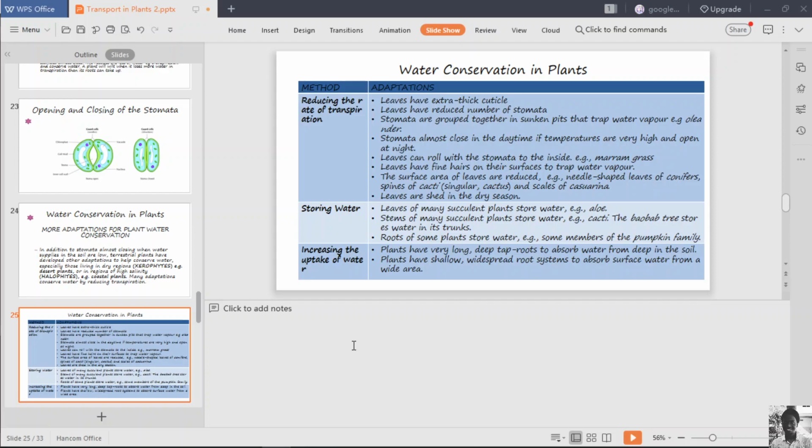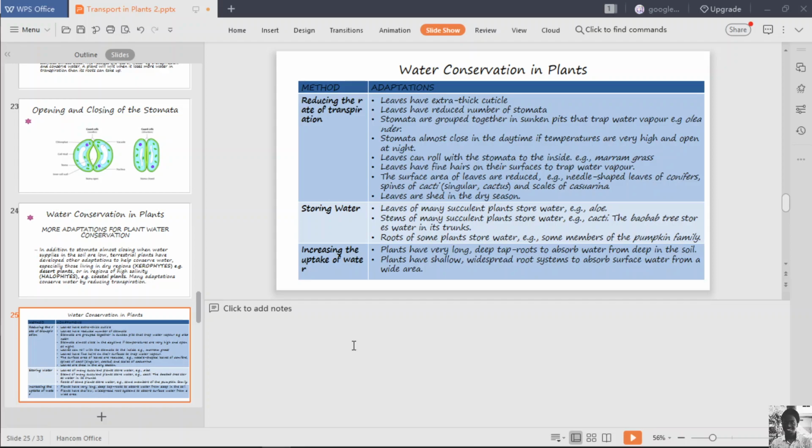But apart from reducing the rate of transpiration, plants could also store water, like succulent plants. Succulent plants could either store water in the leaves, like in the case of aloes, or in the stem, as in the case of cactus or cacti. The baobab tree also stores water in its trunk, and it can store a huge amount of water in its trunk. Okay, the roots of some plants can also store water. For example, some members of the pumpkin family can store water in their roots.